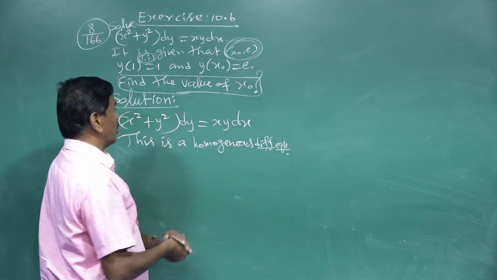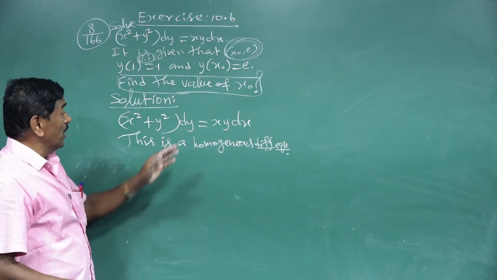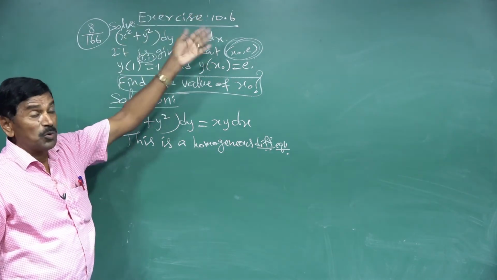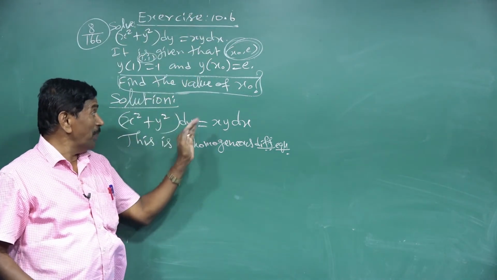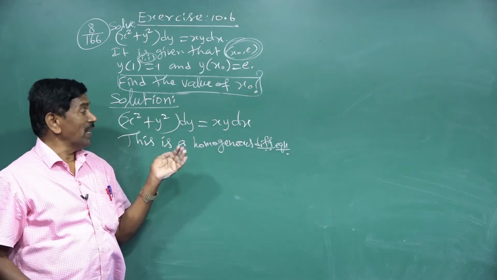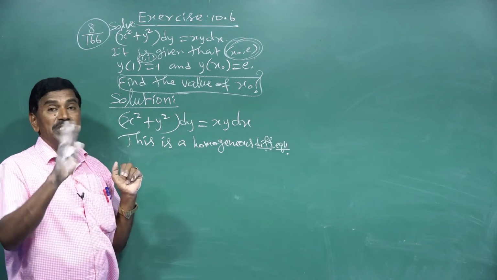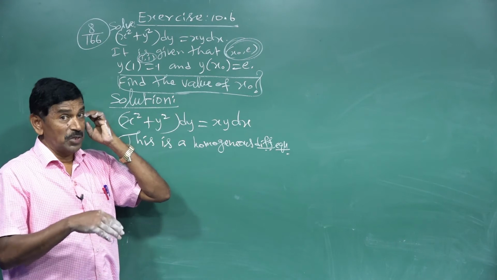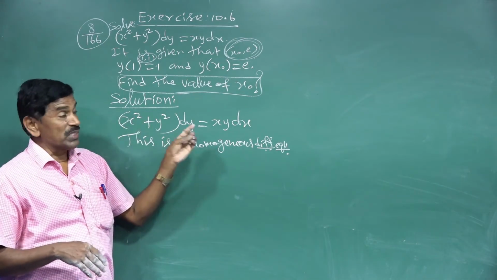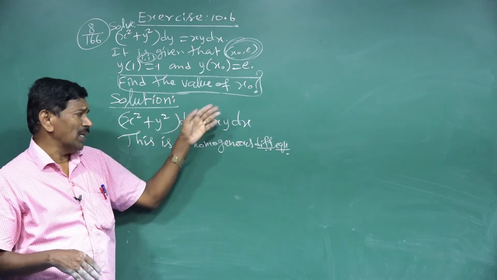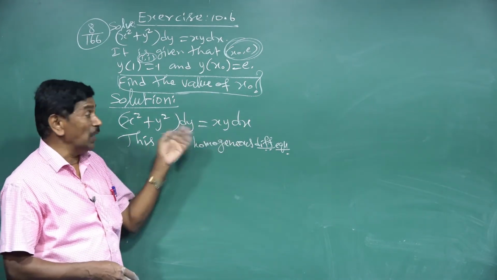Okay, step 1 correct. Now, it is a direct question because in exercise 10.6, all the questions are to make dy by dx equal to something. Only 2 questions we want to make dx by dy equal to something, which are x by y, meaning you want to make dx by dy. And one question is y by x, where we also want to make dy by dx. And the remaining sums all make dy by dx.